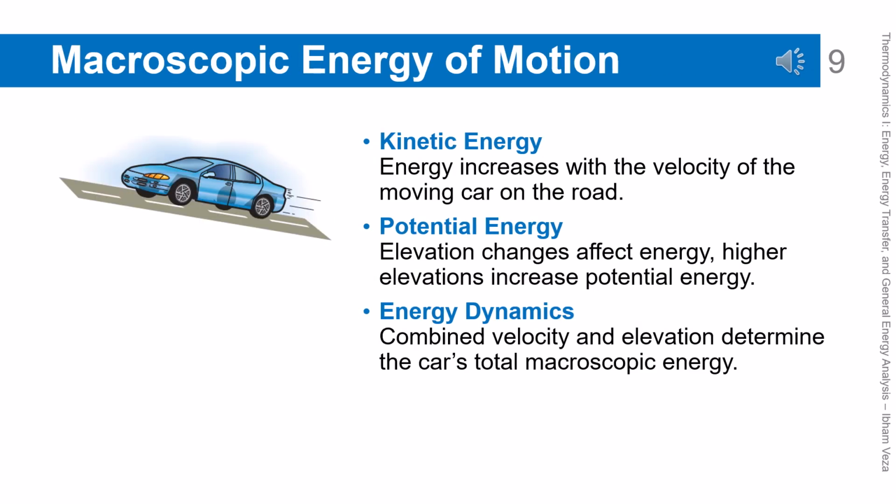Macroscopic energy of motion. Kinetic energy increases as the vehicle speed increases. Potential energy increases when the vehicle is at a higher elevation. The total macroscopic energy is the combination of velocity and elevation contributions. This concept is important for analyzing real moving systems. This approach does not consider the microscopic structure of matter.